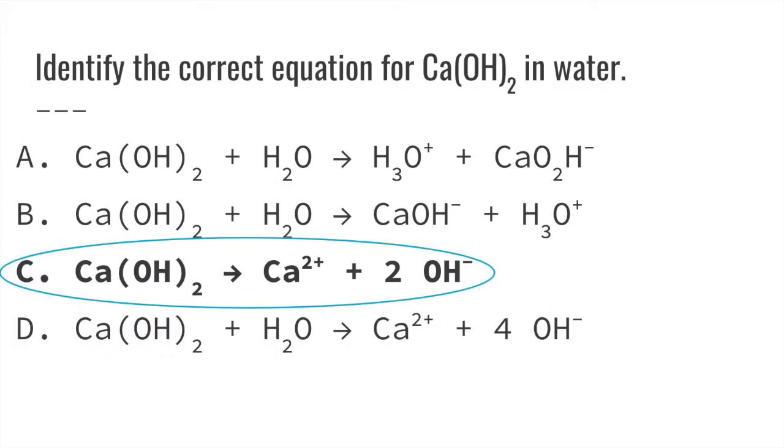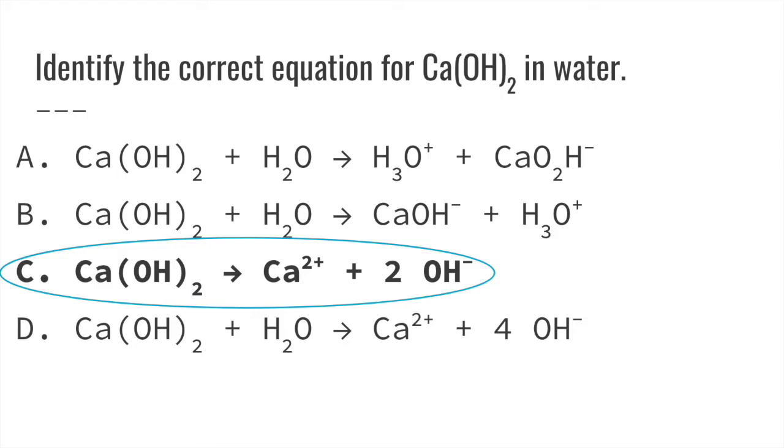How'd you do? The correct answer can only be option C, which correctly shows the balanced equation for this ionic compound dissociating into metal cation, Ca2+, in this case, and the hydroxide ion. To balance the equation, a coefficient of 2 is needed for the OH- because there are two hydroxides in the formula for the calcium hydroxide on the left.